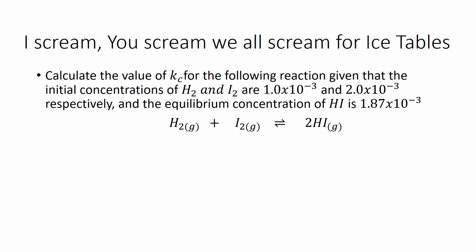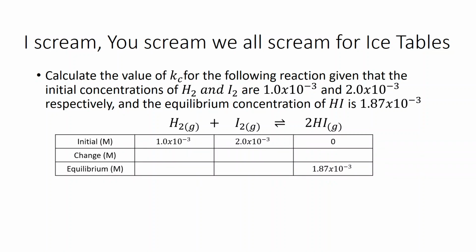Now we're going to move on to something that's going to involve some more steps. We're going to want an ICE table, because in this problem we are not given equilibrium concentrations of everything in this equation, so we can't immediately calculate the value of our equilibrium constant. So we're going to set up an ICE table that looks something like this. It is called an ICE table because we set it up as our initial concentrations, the change in concentration, and the equilibrium concentrations.